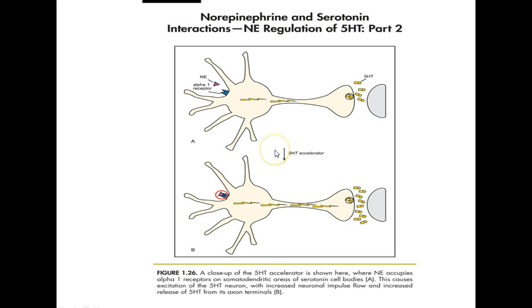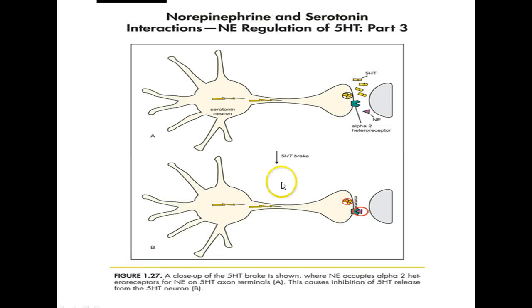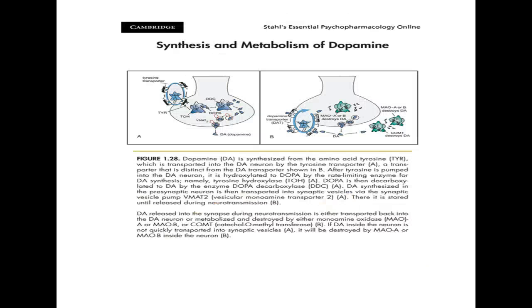This is more of a schematic diagram. The more alpha-1 receptors you occupy, the more you release. The other one is similar, the brake form. You can see the 5-HT brake. If the alpha-2 receptors are stimulated, it causes the brake. So norepinephrine has a significant modulatory effect on serotonin neurons, as you can see over here.